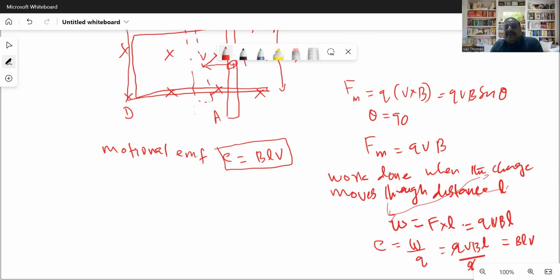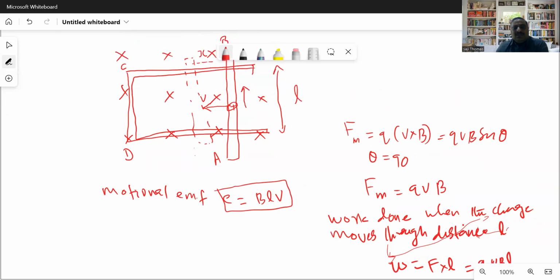So we obtain the equation for motional EMF by invoking Lorentz force. F is equal to Q into V cross B. This is known as Lorentz force. What is Lorentz force? It is the force acting on a charge when it is moving through combined electric and magnetic fields. That is the definition for Lorentz force. So what is the equation for induced motional EMF? BLV. One more thing, here there is an electric field also.